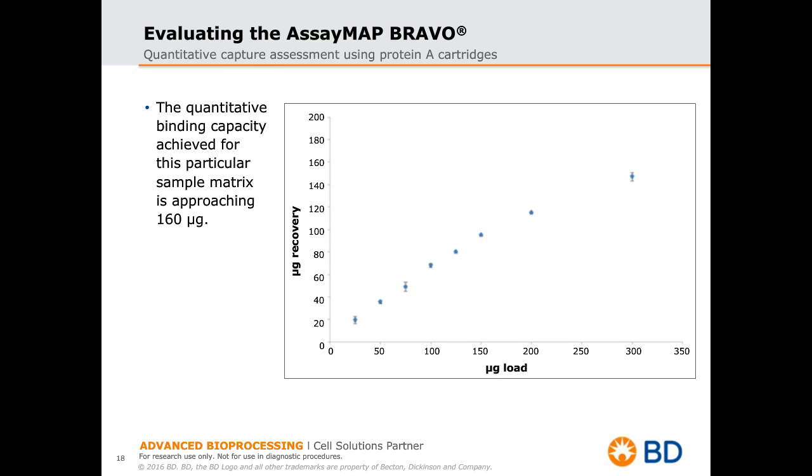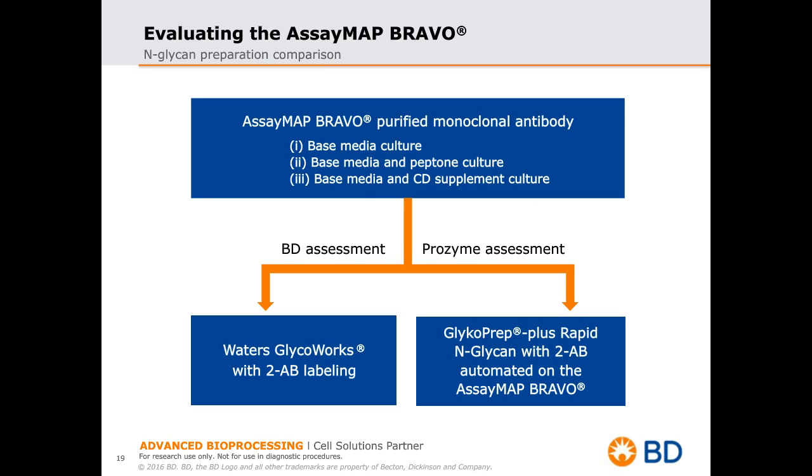Next, we assessed the Bravo's preparation of N-glycans from purified monoclonal antibody. The Bravo VWorks software contains an easy-to-use N-glycan preparation module that was designed in conjunction with Prozyme for use with their GlycoPrep Plus Rapid N-glycan with 2AB labeling kit. Using the Bravo purified IgG from the 3 different sample matrices, N-glycans were digested and labeled with 2AB using the GlycoPrep Plus system on the Bravo platform.